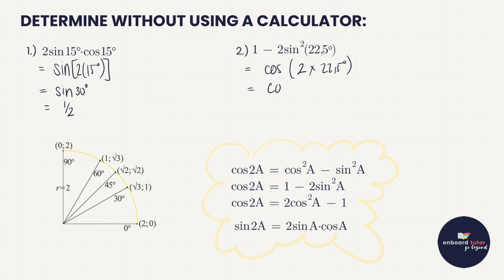22.5 times 2 is just 45 degrees. So cos of 45 degrees. Cos is x over r. So looking at the 45 degree line, the x value there is root 2 over the r value there is 2. So that can be written as root 2 over 2 there as our final answer.